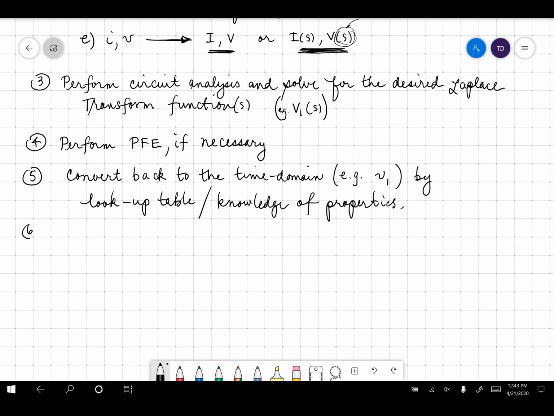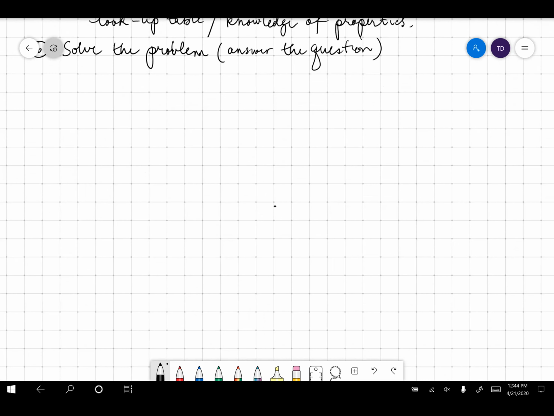Then once you've done that, solve the problem. I don't know what the problem is, but solve or answer the question, right? That's what I mean when I say solve the problem. Answer the question. Or find what you were asked to find. So that's the process that we're going to use to solve our problems. Let's look at a couple of examples to get us going.